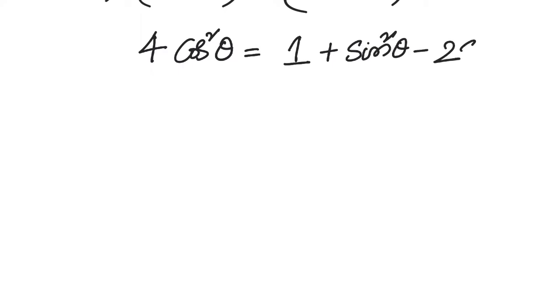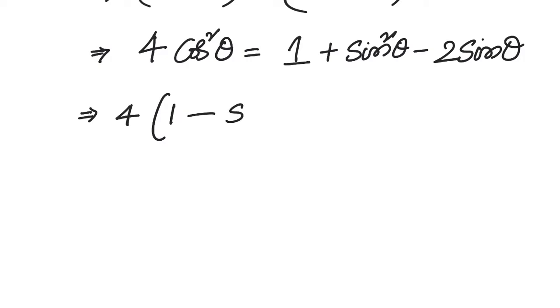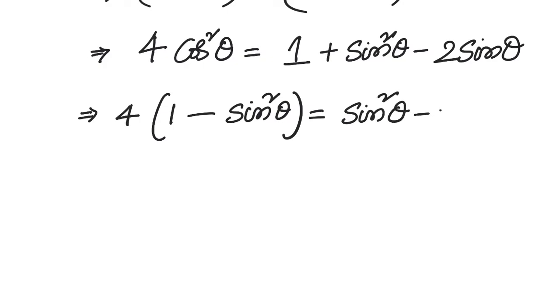equals, by the (a minus b) whole square formula, a square minus 2ab plus b square, that is 1 plus sin square theta minus 2 sin theta. Now we'll try to get this into a quadratic equation. So we'll change cos square theta into 1 minus sin square theta, because we know sin square theta plus cos square theta is 1. It becomes 4 into (1 minus sin square theta) equals sin square theta minus 2 sin theta plus 1.